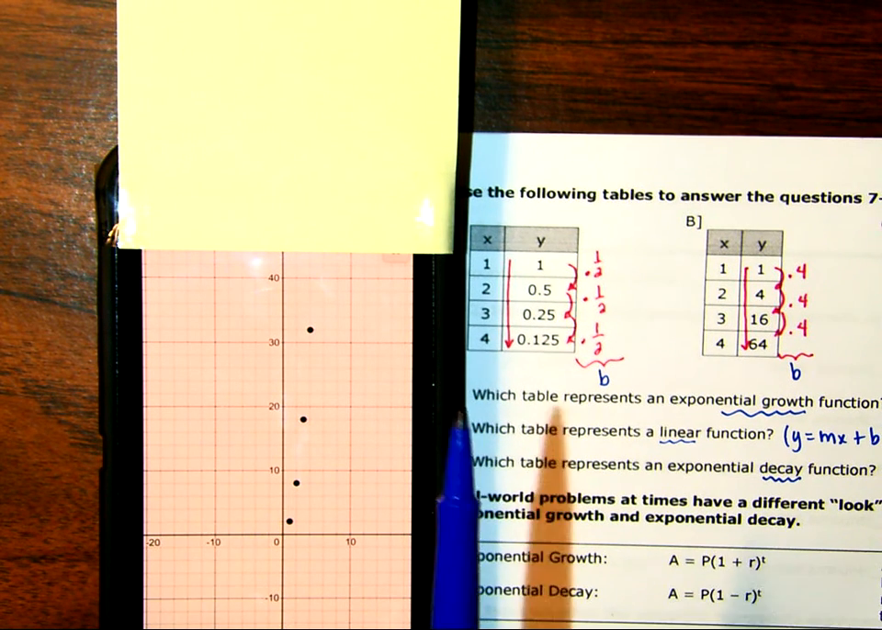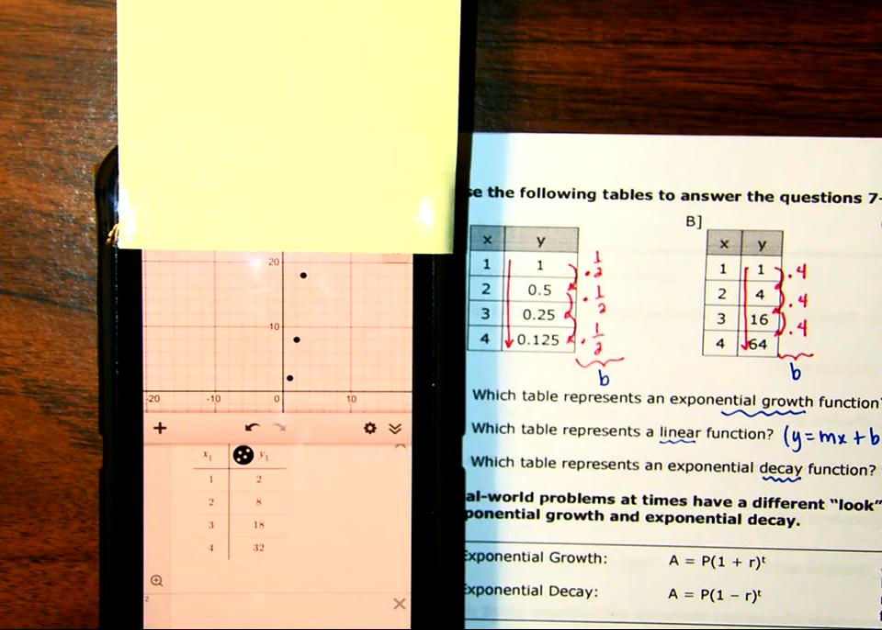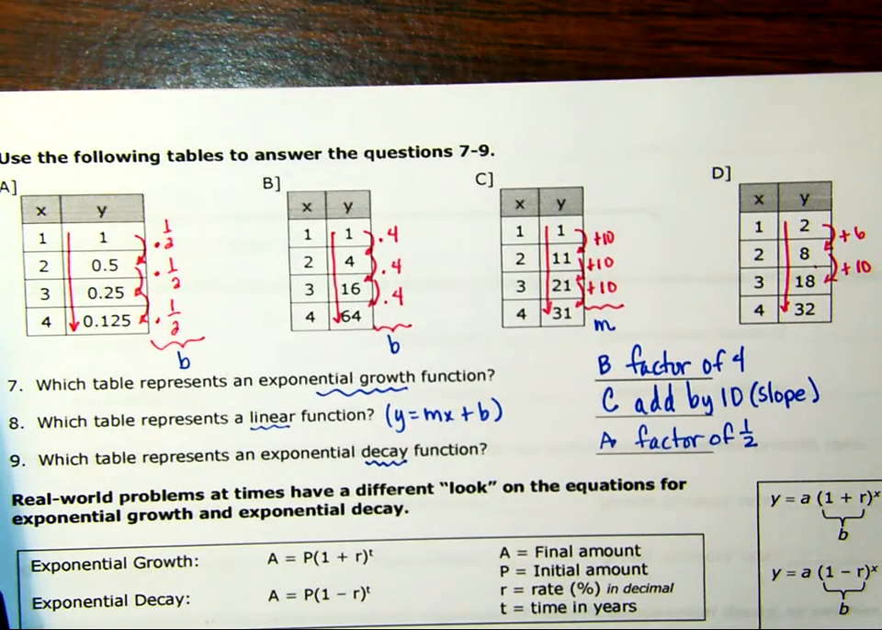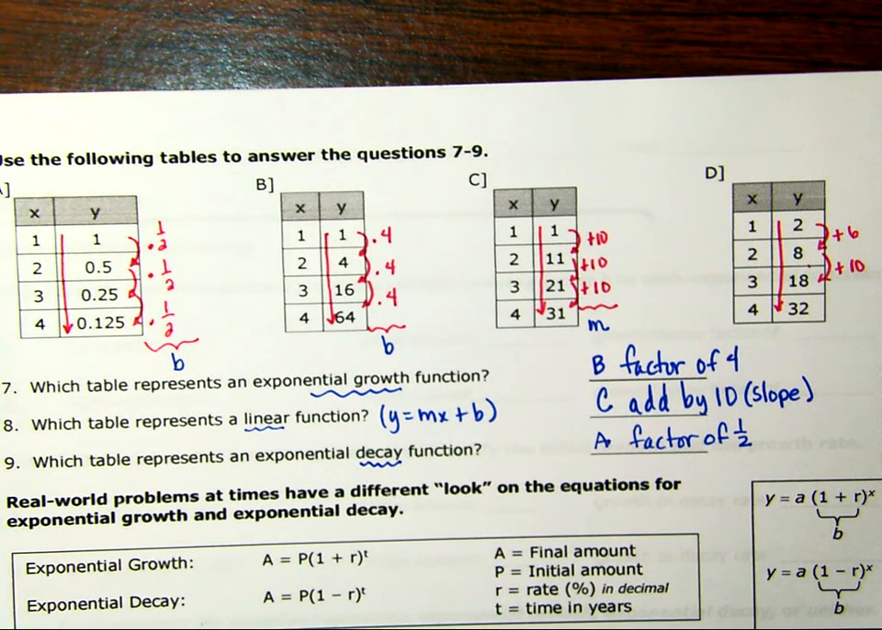So I hope this helped you understand how to determine if your table is exponential growth or decay based on what factor is shown for each particular one, and also how to represent it in the Desmos app.